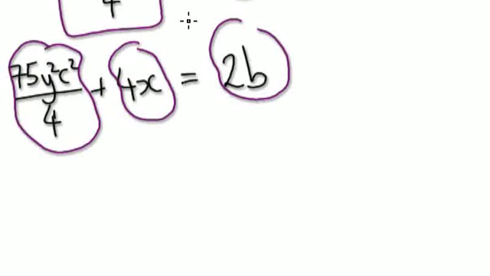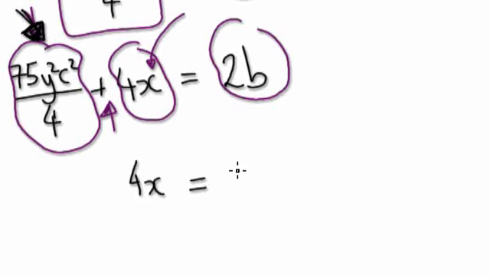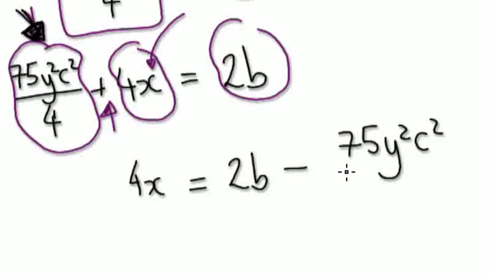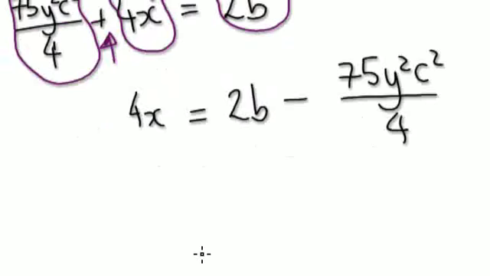Now, keep an eye on the almighty. The almighty is x, because that's what you're trying to make the subject. So kill off this bubble. So take away this whole complicated bubble now. The good thing is x is positive, so it's good now. So take away this complicated bubble from both sides. So it will be 4x equals 2b, take away that complicated bubble there, 75y squared c squared over 4, okay?